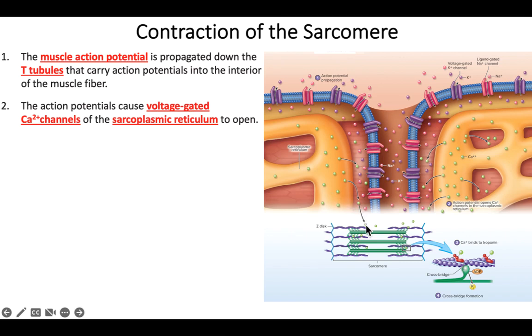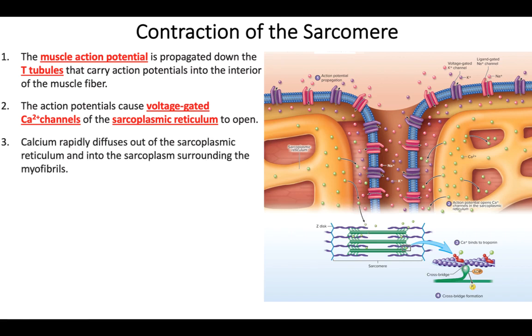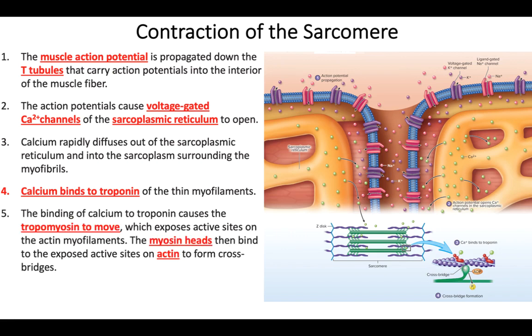And then the calcium is going to go find troponin. Remember, calcium binds to troponin. When calcium binds to troponin, that's going to move tropomyosin so you can form cross bridges. And once you form the cross bridges, you can contract the sarcomere. So calcium binds troponin. Binding of calcium to troponin causes tropomyosin to move. Remember, tropomyosin is the one that blocks. We've got to move tropomyosin. That's going to expose the binding sites.